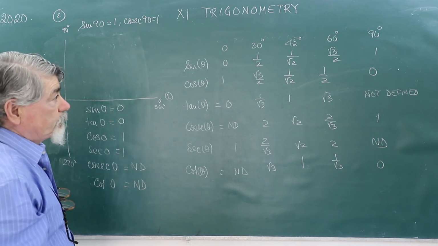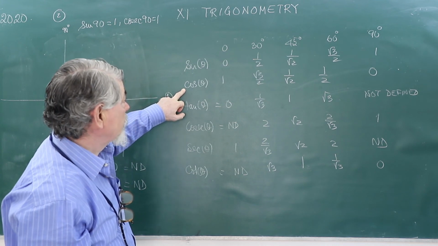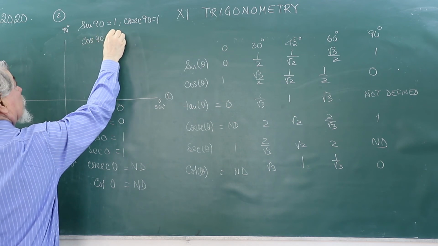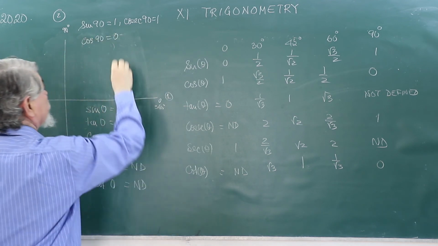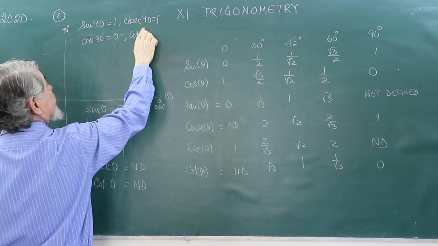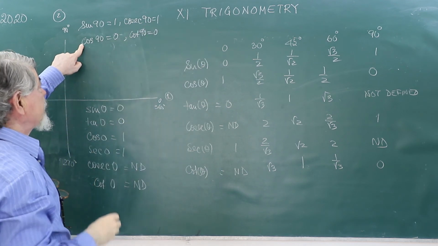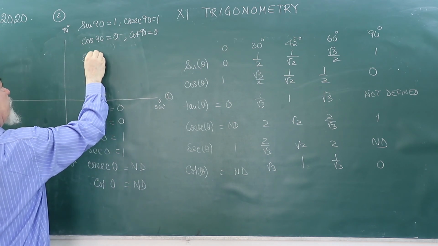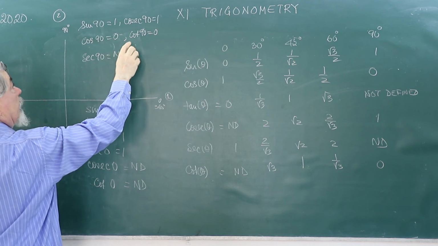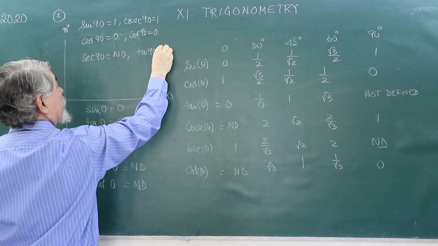And what is 0? Cos and cot should be 0. Cos 90 is 0, and cot 90 is 0. The reciprocal of cos is sec, so sec 90 will not be defined, since 1 upon 0 is not defined. And similarly tan 90 will be not defined.